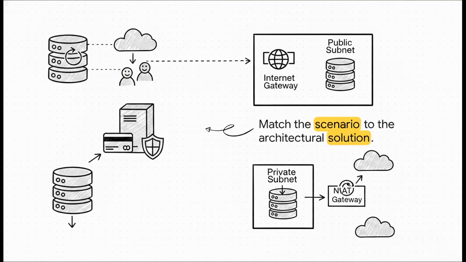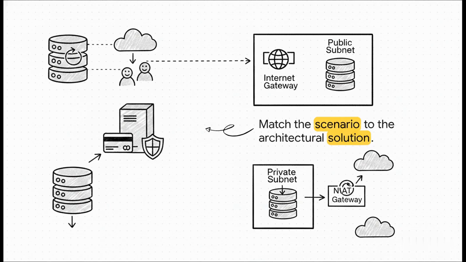Let's wrap things up with Section 6, Practical Scenarios. Let's see how this all applies practically. This is vital not just for your actual job, but for crushing those beginner certification exams. You really need to be able to match a scenario to the right architecture. For instance, if you've got a web server that needs to talk to customers, you place it in a public subnet and attach an internet gateway.